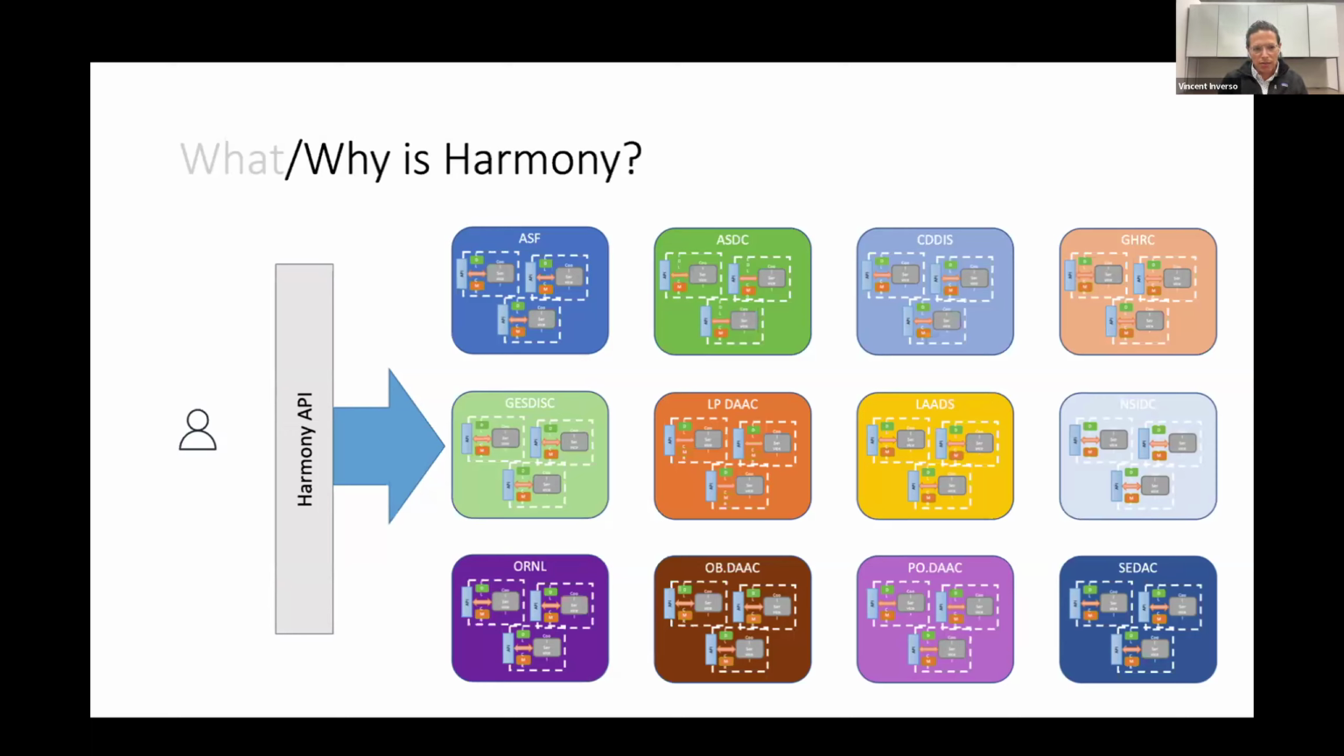Now, on the user side of this, the big benefit is if you're a multidisciplinary user, or maybe you're new to earth science and you want to explore and integrate across different science disciplines, you have a single API that you can go to now. You don't have to learn the way that one organization does services versus another organization. And that's where the Harmony API, that common standard user interface, comes in.